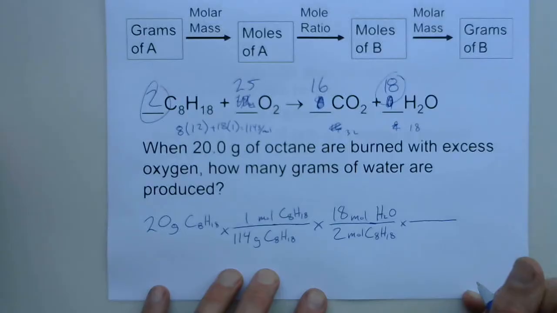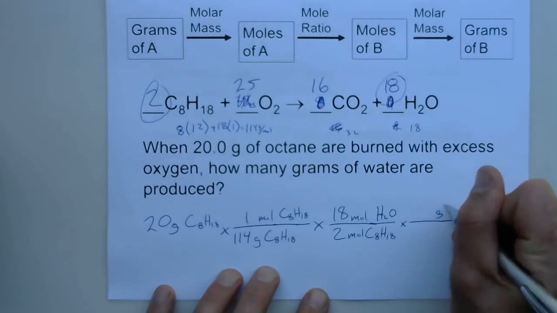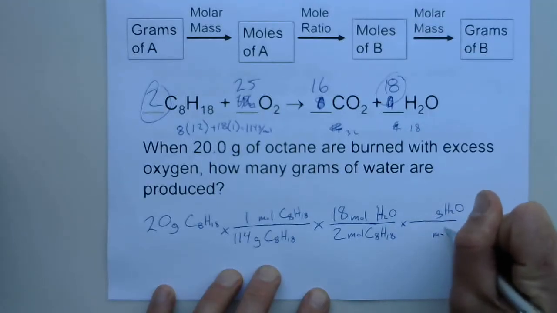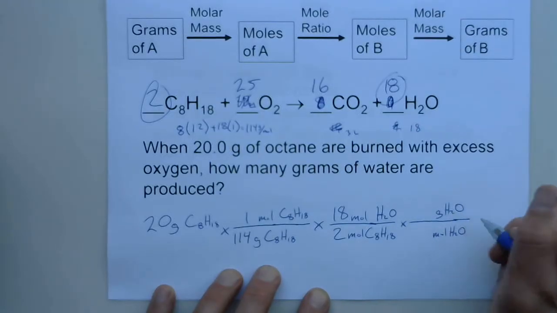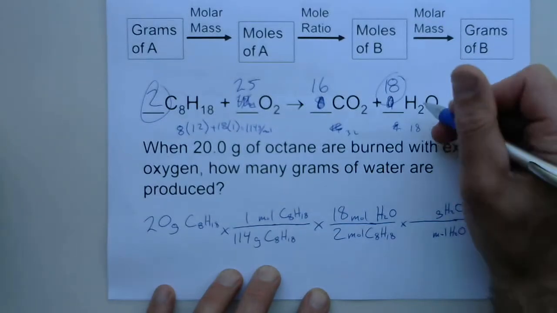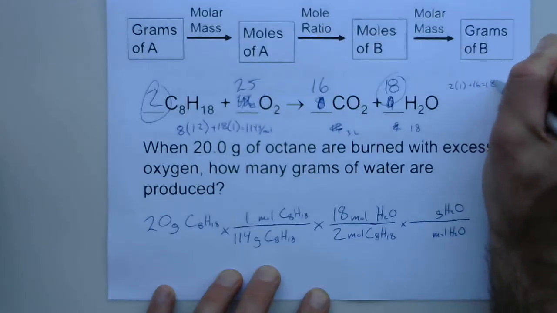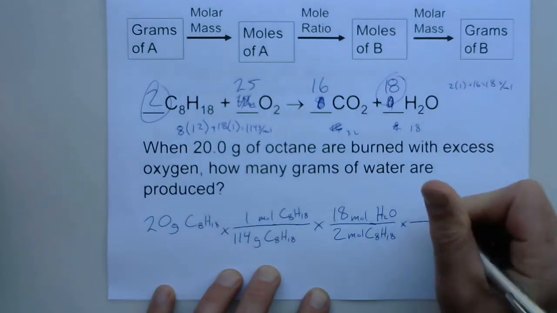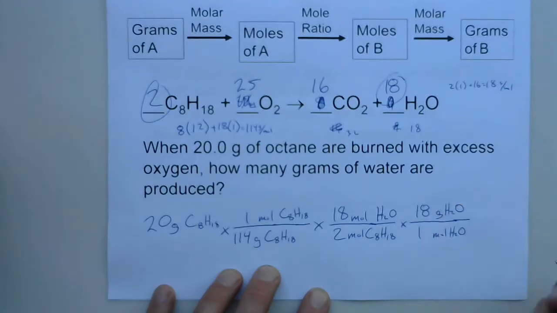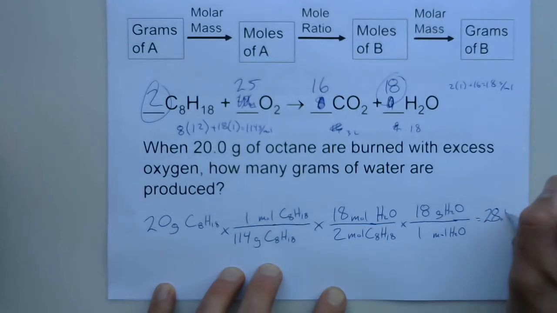All right, and then next step is to go back into grams for the water. So we'll do grams of H2O on the top, moles of H2O on the bottom. Add up the molar mass of water. So it's 2 times 1 for the hydrogens plus 16 for the oxygen, so it's 18 grams per mole. So 18 grams of water for every 1 mole of water. And we do this on our calculators, and we get 28.4 grams of H2O.